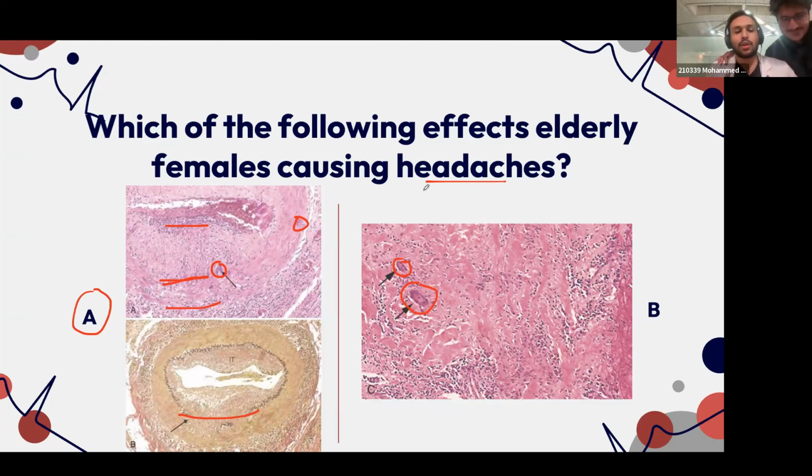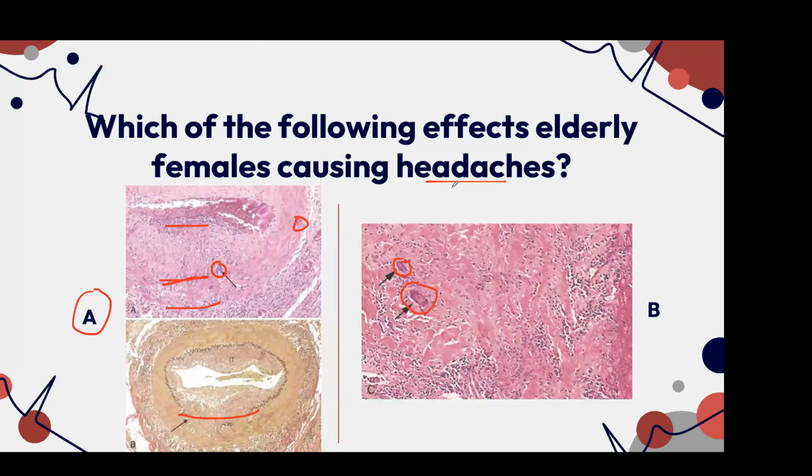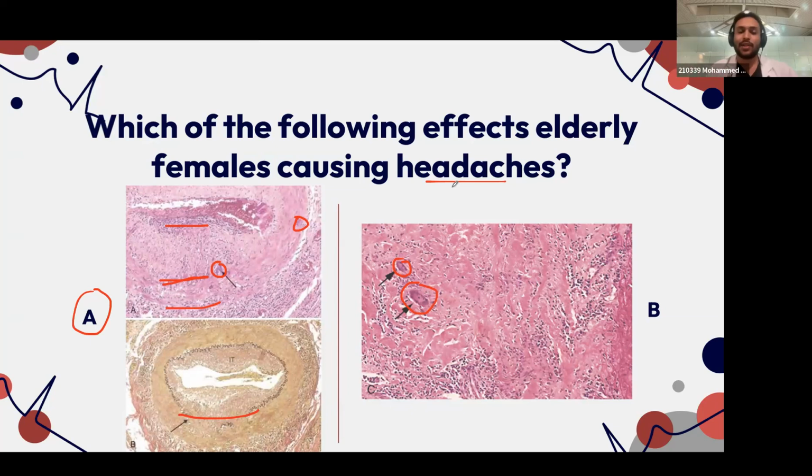Okay. And what's one important complication from giant cell? Important complication. Blindness. Because, again, it affects the branches of the external carotid artery. Okay.